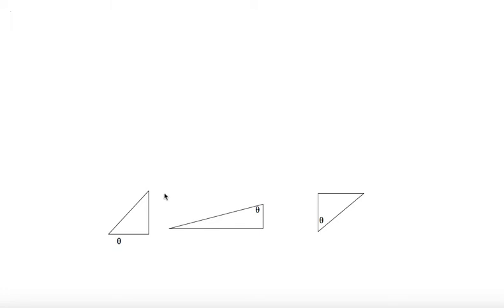So if we're going to be looking at right triangles, one of the most important things to be able to do is to label the sides properly, because if we get the sides labeled wrong, then everything else is going to be off. So let's look at just a simple right triangle.